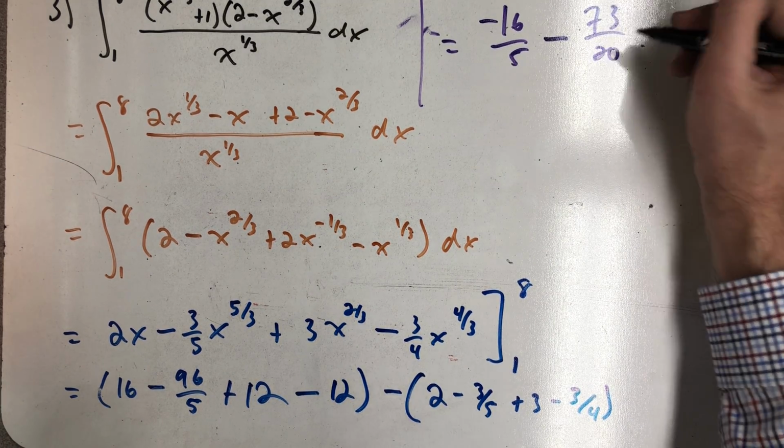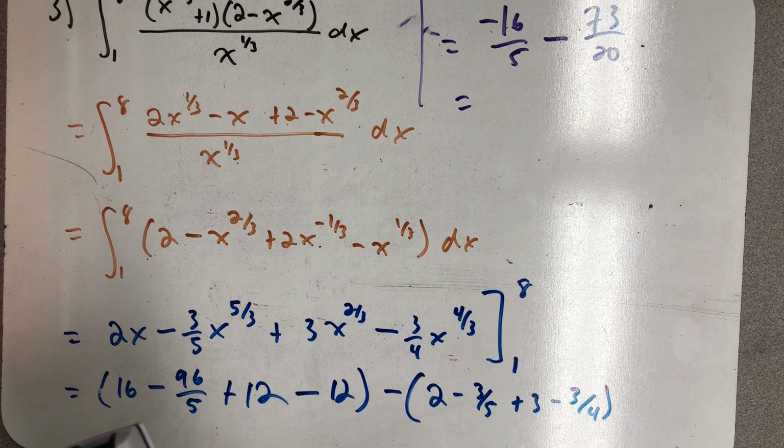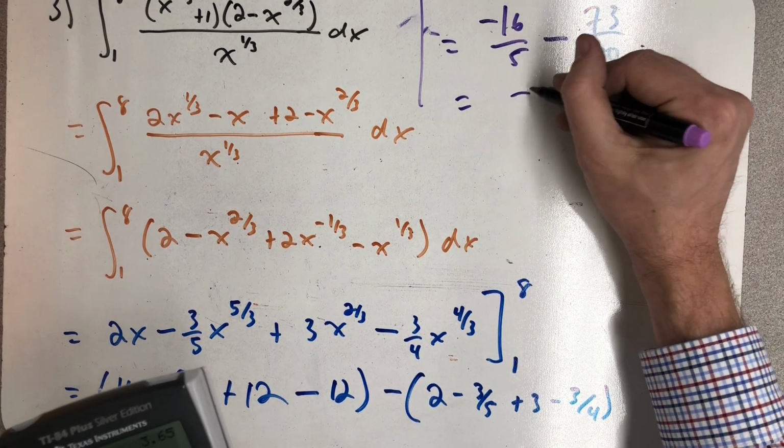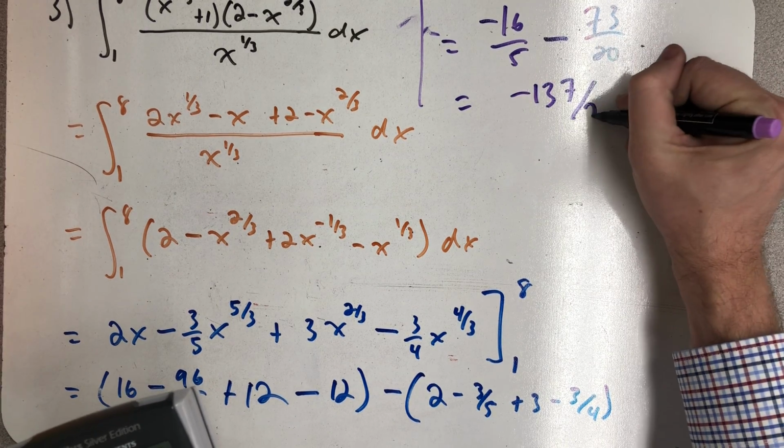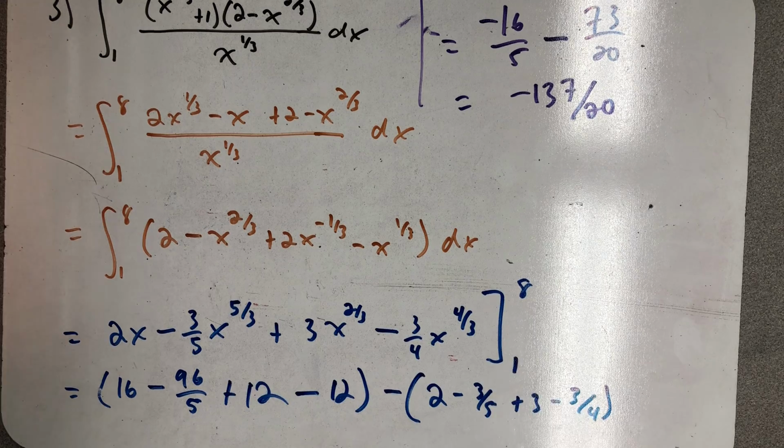73 over 20. Oh, minus 16/5 minus 73 over 20. My final answer is minus 137 over 20. So there are 3 definite integrals where it really helped us out to simplify the integrands first.